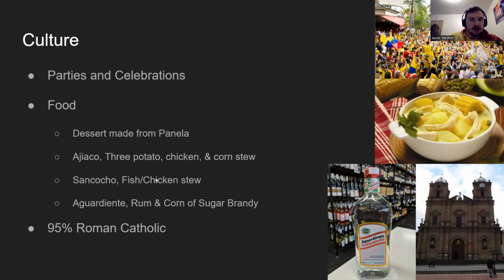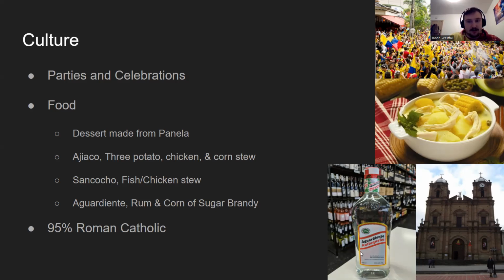As for more coastal regions, you have sancocho, which is like a fish and chicken stew. So stews are very traditional for Colombians. Then you have aguardiente, which is a rum and corn of sugar brandy.